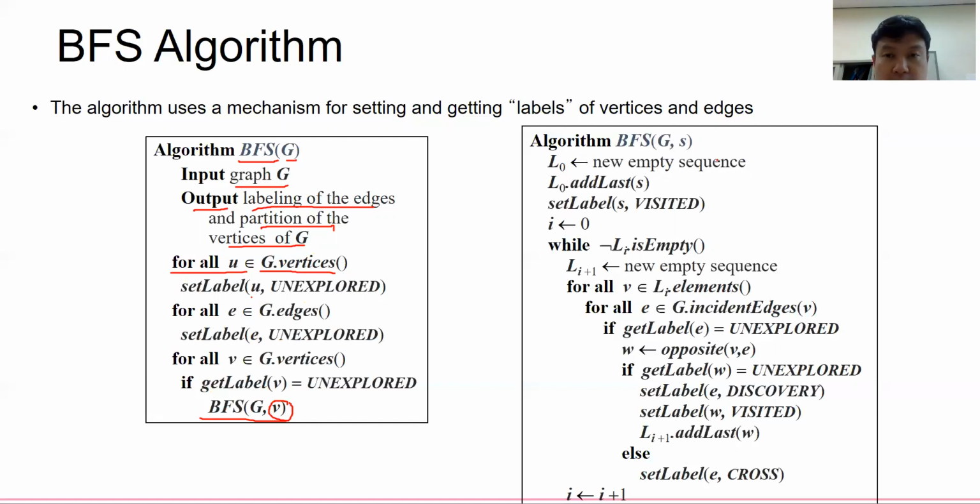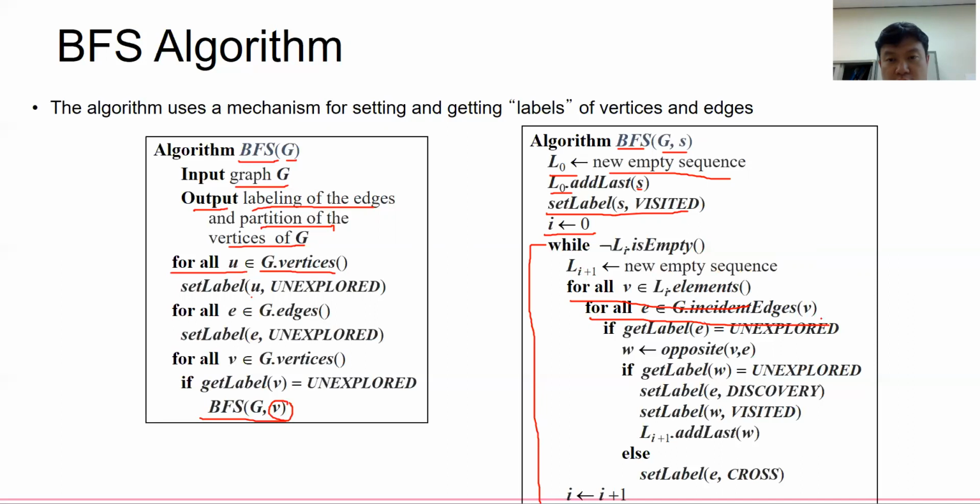So you can see here BFS(G, s), you will make L0, which is a new empty sequence. And then L0 will have the value S added. Then we set the label of S as visited and do this while loop. If Li, now L0, is not empty, then let's do i plus 1. So it means L1 will be a new empty sequence.